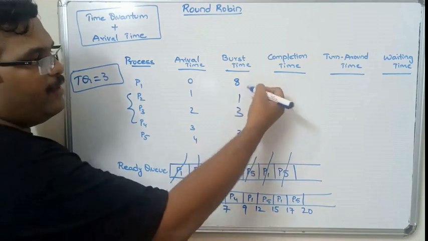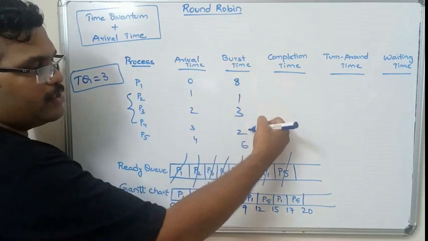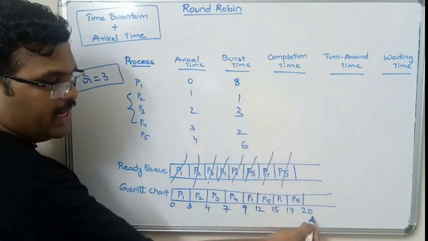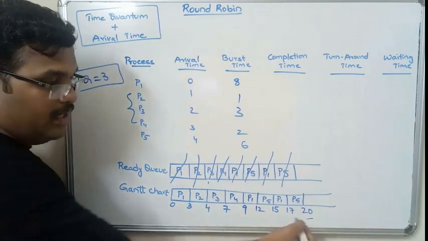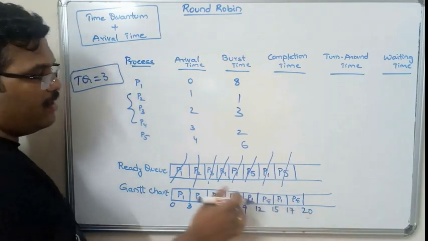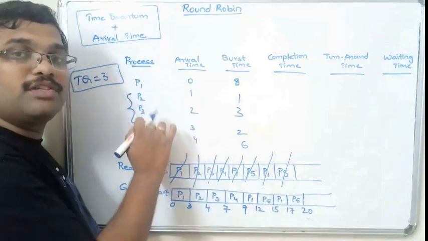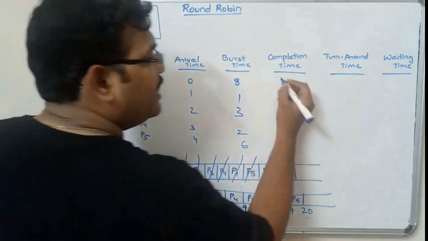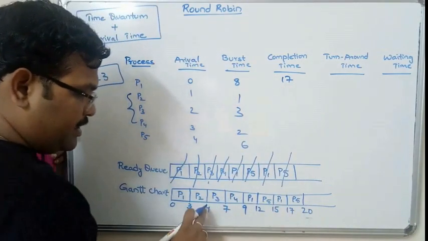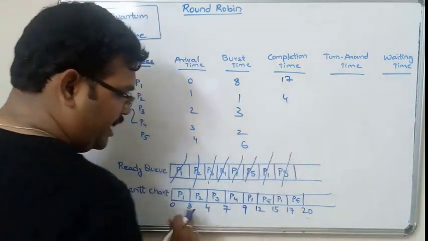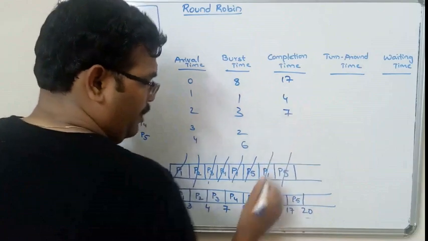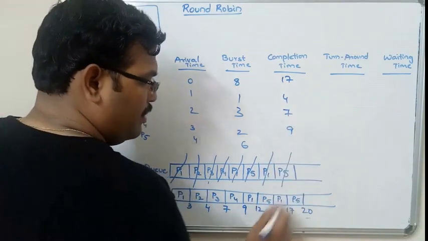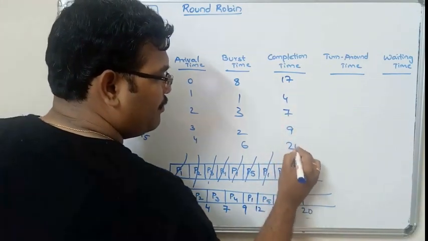See, add all these things, 8 plus 4 is 9, 9 plus 3 is 12, 12 plus 2 is 14, 14 plus 6 is 20. So the Gantt chart is also 20. So 20 milliseconds are required to complete the execution of all the processes. Right? Now completion time. P1 completes at 17, P2 completes at 4, P3 completes at 7, P4 completes at 9, P5 completes at 20.